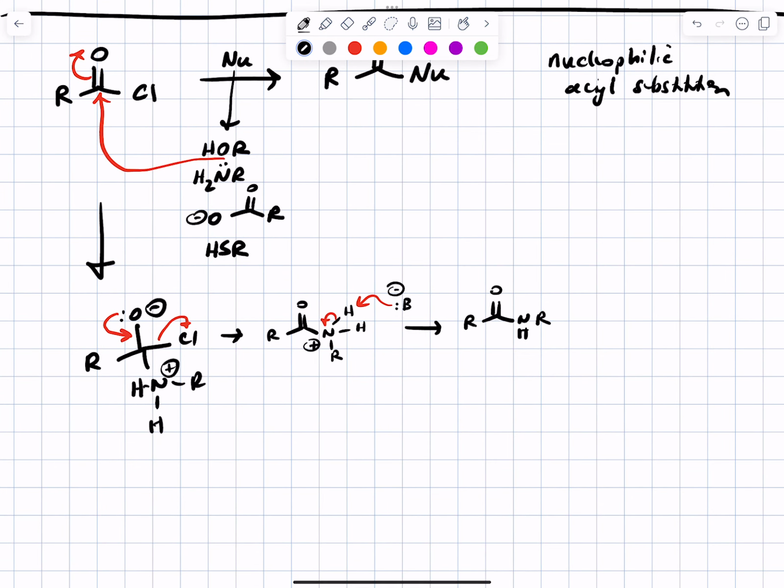Now, you should not need me to draw for you the mechanism for reaction of an alcohol with an acid chloride to get an ester, right? It's the exact same thing. You should also not need me to draw you the mechanism of attack of a carboxylate on an acid chloride to give you an anhydride, or attack of a thiol on an acid chloride to give you a thioester. All of those are variations on the same basic theme.